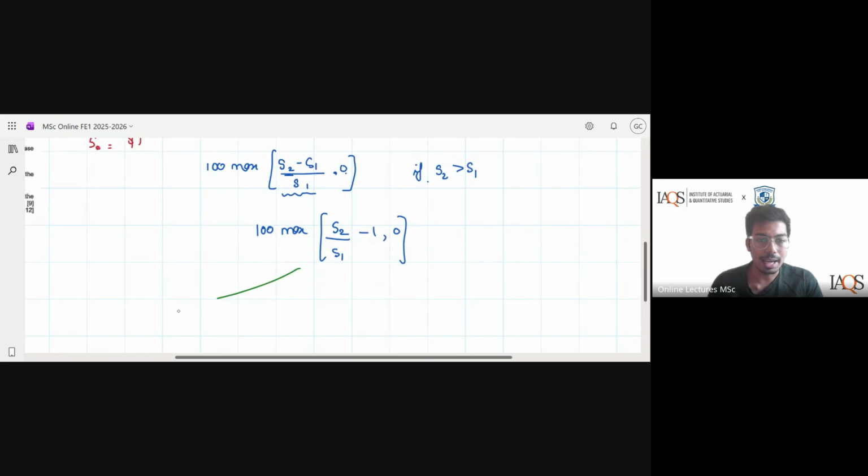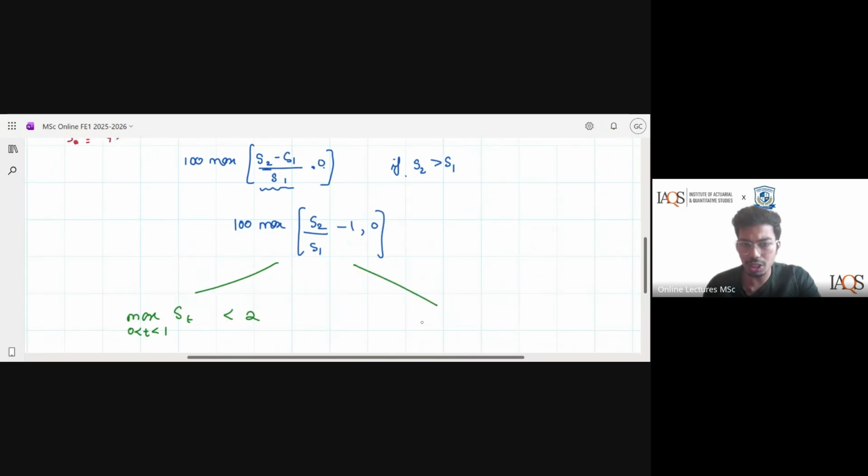One condition is that the maximum value of the underlying asset between time 0 and 1 should not be greater than 2. This is the first condition. The other condition is S2 has to be greater than S1. Fair enough? Everyone with me till here?